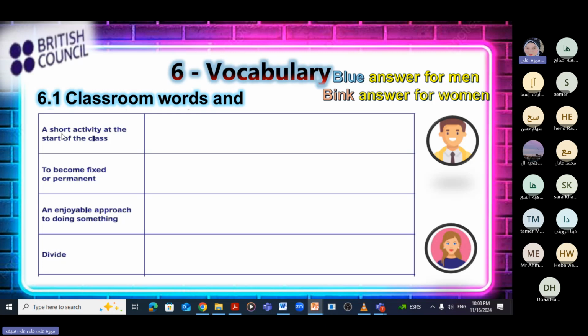Okay, so a short activity at the start of the class. A short activity at the start of the class. Who wants to share? And what is the answer? What can we call this? It's the classroom words, things that we use in the classroom.